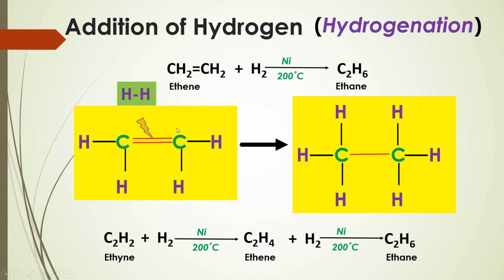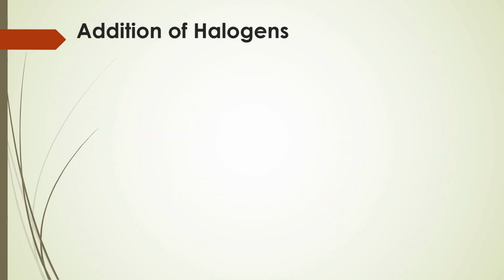So ethene can be converted to ethane in one single step by hydrogenation, whereas ethyne can be converted to ethane in two stages by the addition of hydrogen. Now let us see addition of halogens. And addition of halogens is called halogenation reaction.